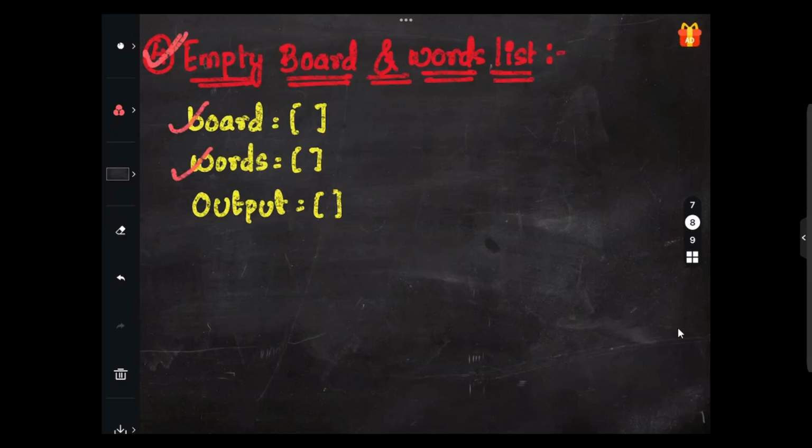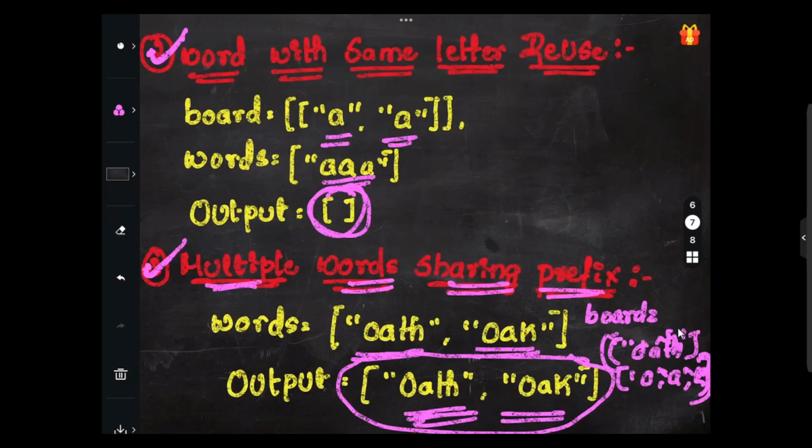The next thing here is the final edge case for the empty board and words list. Both the board and words list are empty. In this case, we have to return an empty array itself, right? So these are the edge cases that we need to keep in mind.